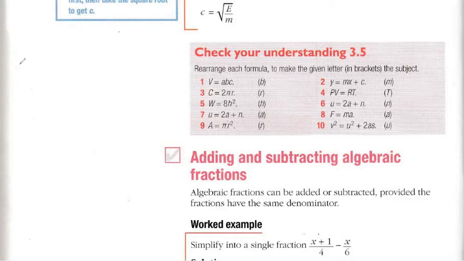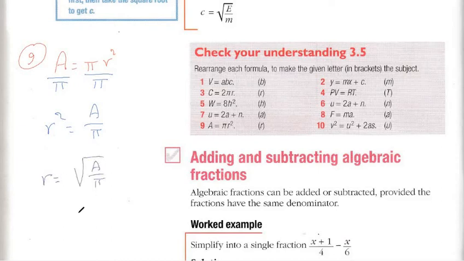Let's go to answer 9. A equals pi r squared. Make r the subject. Again, divide both sides by pi. So r squared equals a divided by pi. When we have a square, we can take the square root of both sides. r equals the square root of a over pi.